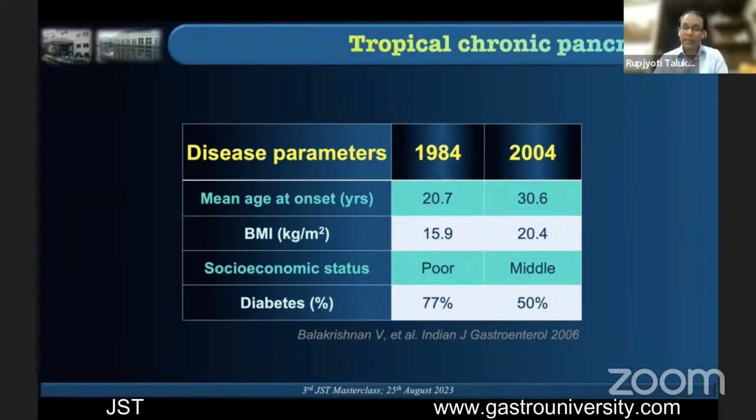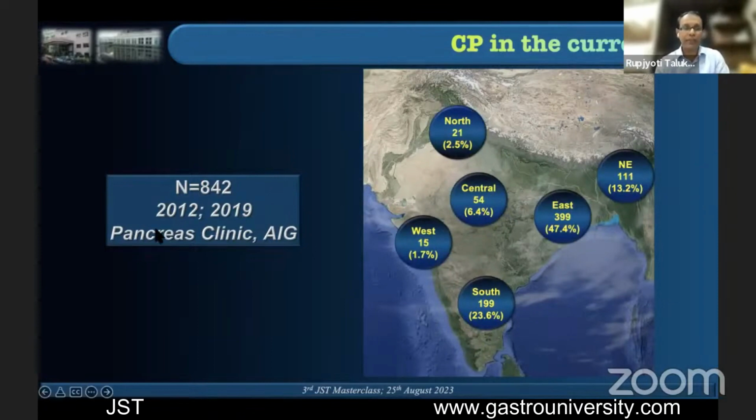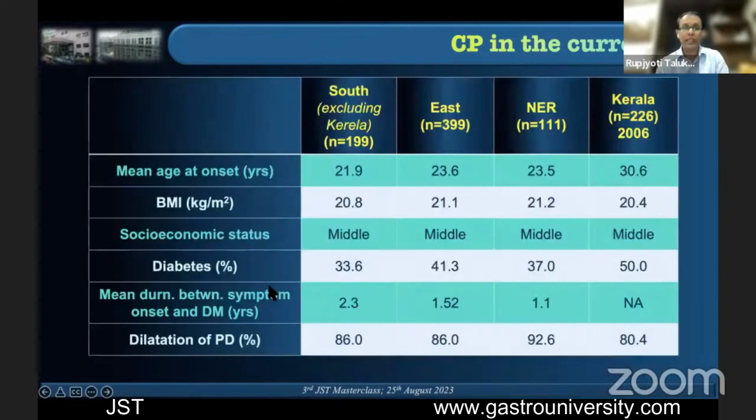So now let's come to the recent modern era. What kind of disease do we see now? This is data from the Pancreas Clinic at AIG, almost 900 patients from two time periods, 2012 and 2019. And this is the distribution of patients that were included in this study from all over India. Majority was from the south and the east. And what we see here is the distribution of patients: the patients from South, excluding Kerala. This is a different set from Kerala 2006 data. Then Eastern India, Northeastern region, and the other part of South India.